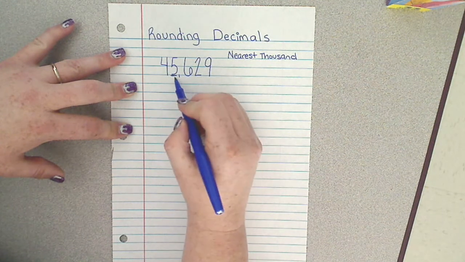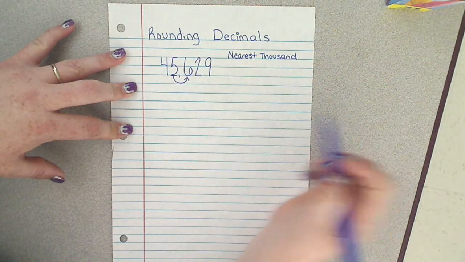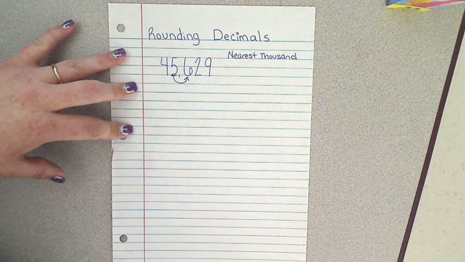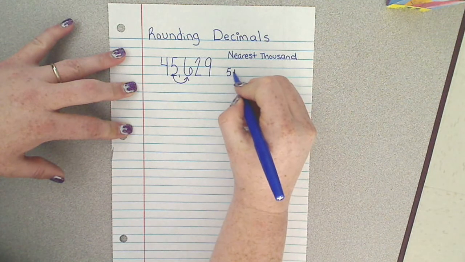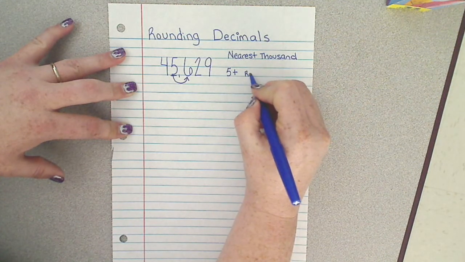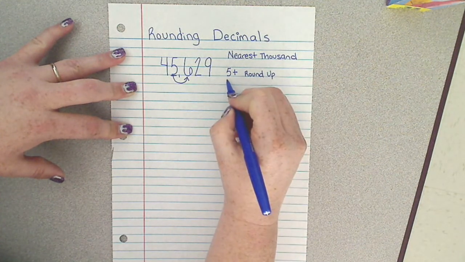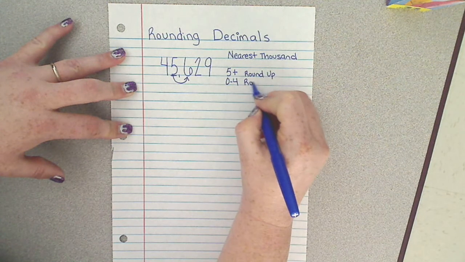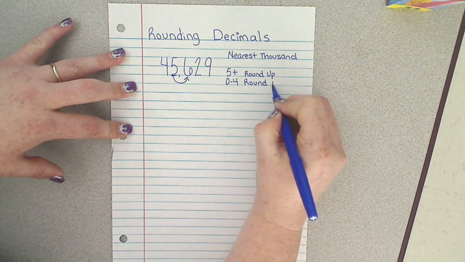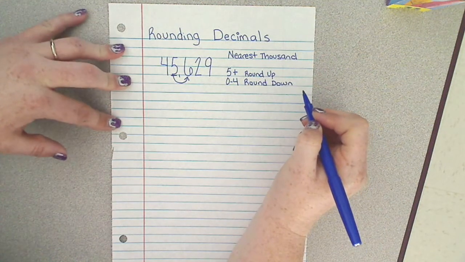Now the next thing that I'm going to do is I'm going to look at the number next door. Because if the number next door is 5 or higher, we round up. If that number is 0 to 4, we round down. So what does this mean exactly?